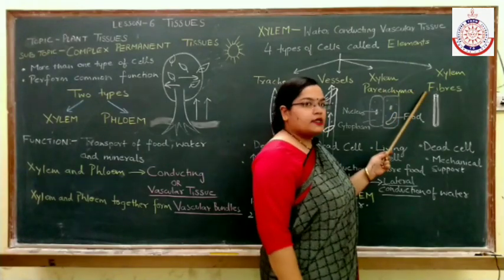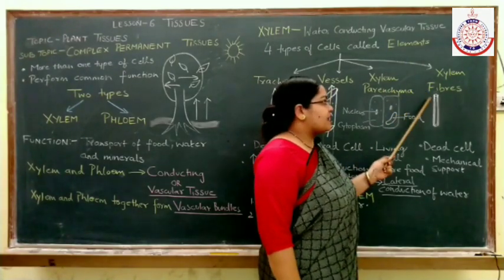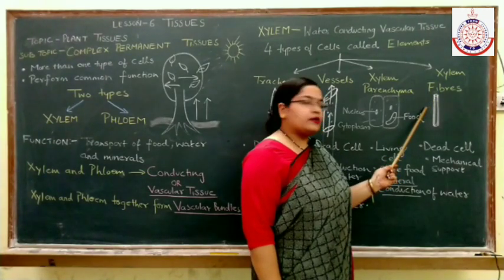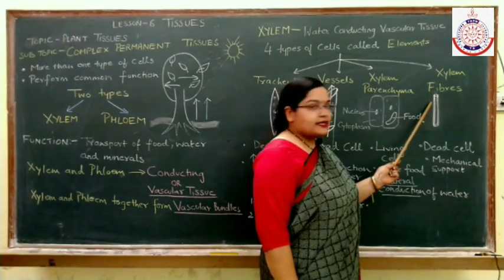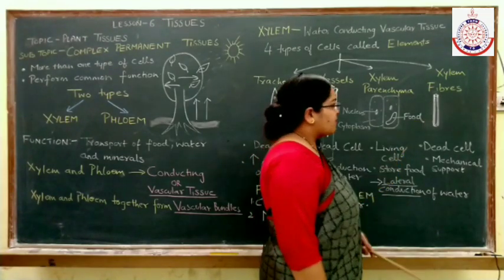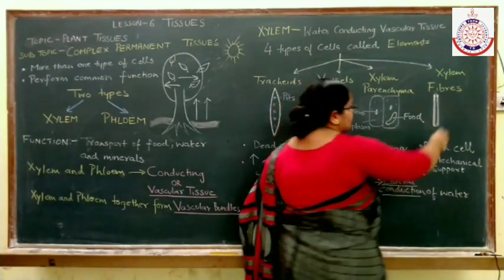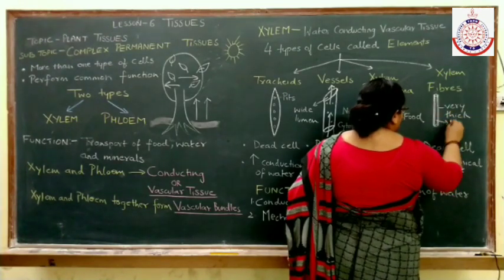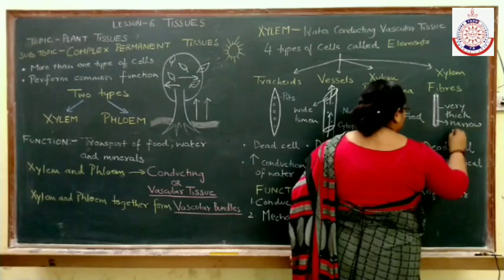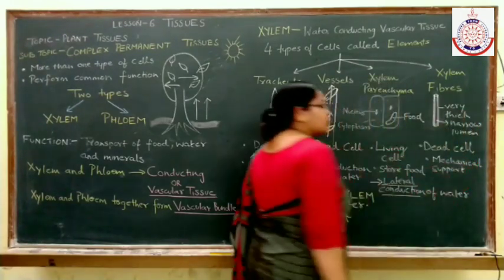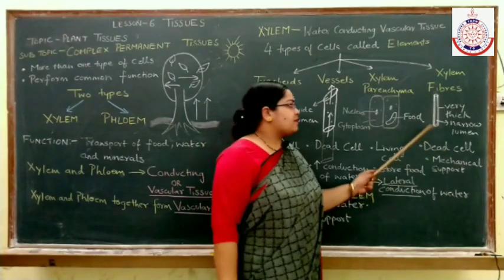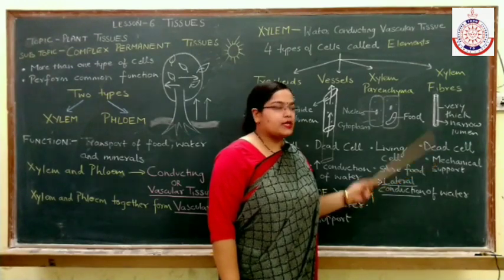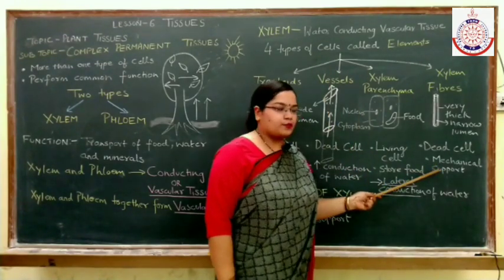Now the next is xylem fibers. Xylem fibers are elongated tubular structures and they are made up of dead cells. And if they are dead cells, it means their cell wall is very thick. You can see their cell wall is very thick and they have a narrow lumen. Now what is the main function of xylem fibers? They mainly provide mechanical support to the xylem and the plant body.